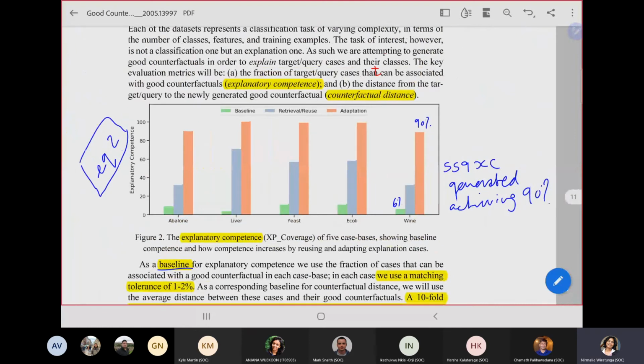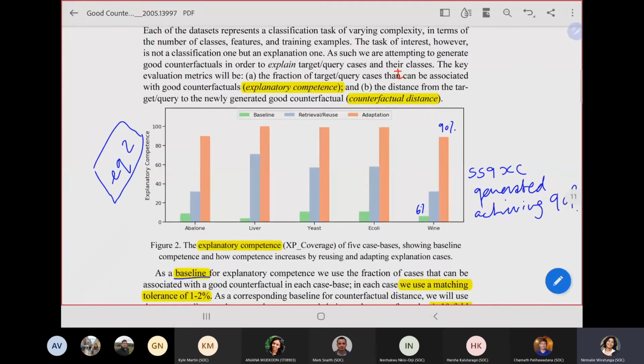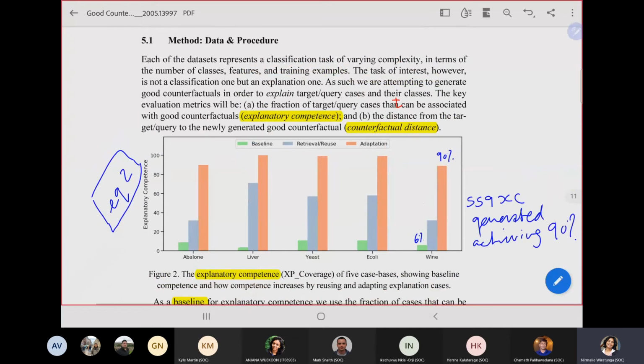So here are their experiments. They run it on 5 data sets, and they look at two things, two metrics, right? The first one is the fraction of target or query cases that can be associated with good counterfactuals, explanatory competence, and B, the distance from the target query to the newly generated good counterfactuals. This is the counterfactual distance.